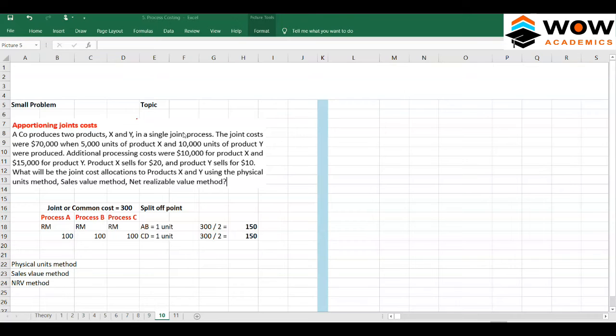So our job is to allocate this joint cost of 70,000 to products X and Y. So we'll start from the first method.